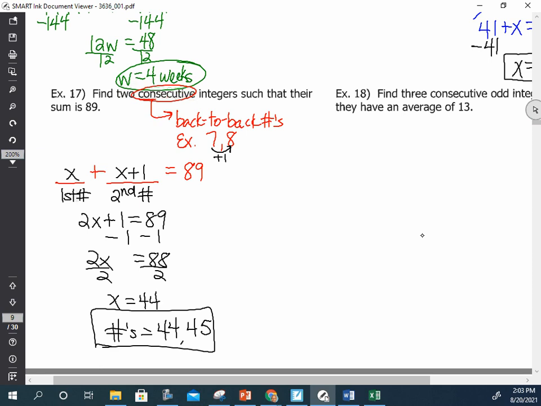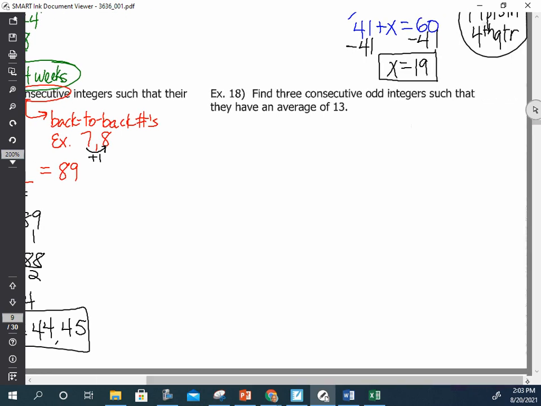So lastly, 3 consecutive odd integers. So consecutive is one right after the other. Now, when we say odd, we're being a little bit more specific. So consecutive odd integers. So an example of that, 7, 9, 11. So you're looking at just odd numbers. But notice, instead of going by 1s, you're going by 2s. So to go from 7 to 9, you're adding 2. To go from 9 to 11, you're adding 2. So instead of adding 1, you're adding 2.